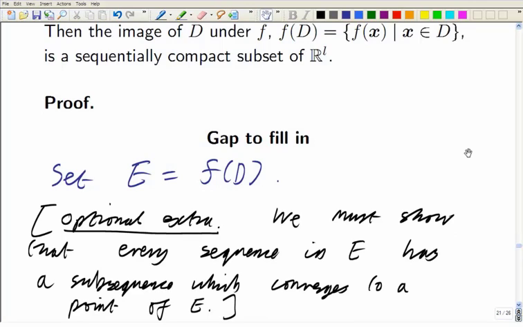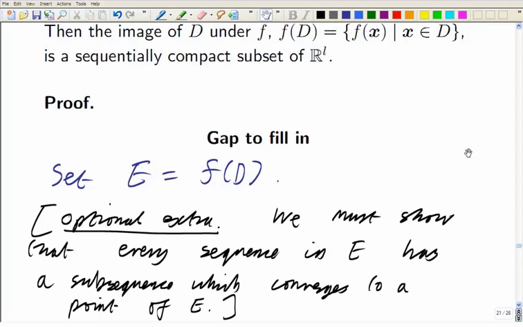Now, we know that D is sequentially compact, and we're trying to prove that E is sequentially compact. So what did people do in the exam last year? As I say, a very large number of people said, take a sequence in D. And some people said, take a sequence in D which converges. And some people said, take a sequence in D which has a convergent subsequence. And some people said, take a sequence in D, then we know it's got a convergent subsequence.